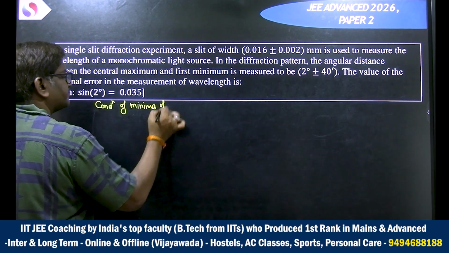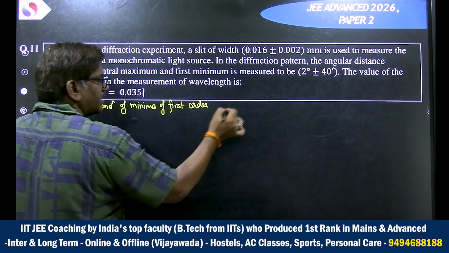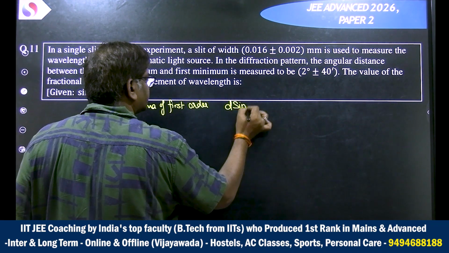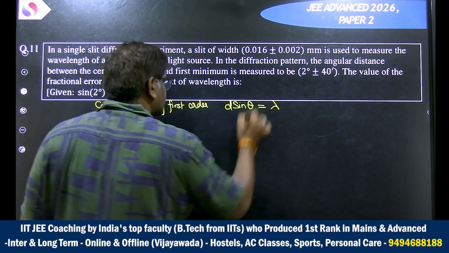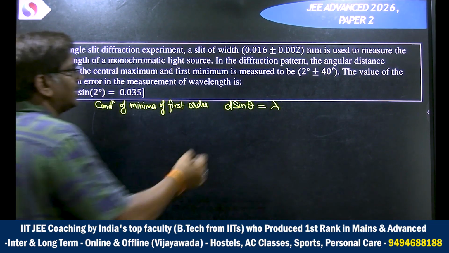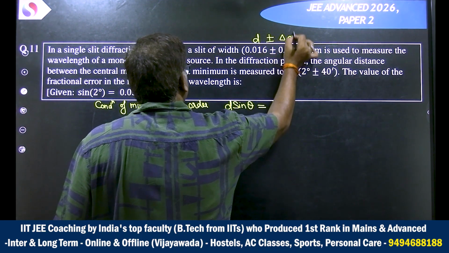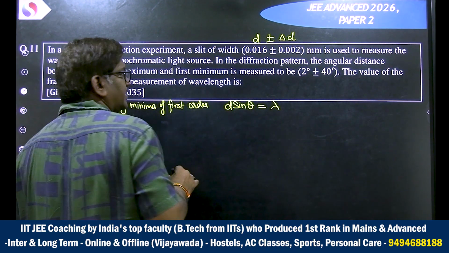Minimum of first order. What we used to do, that is d sin theta is equal to n lambda. So first order means lambda. So d sin theta is equal to lambda, right? This is your d value which is given to you. This is plus minus delta d. There will be error in delta d.